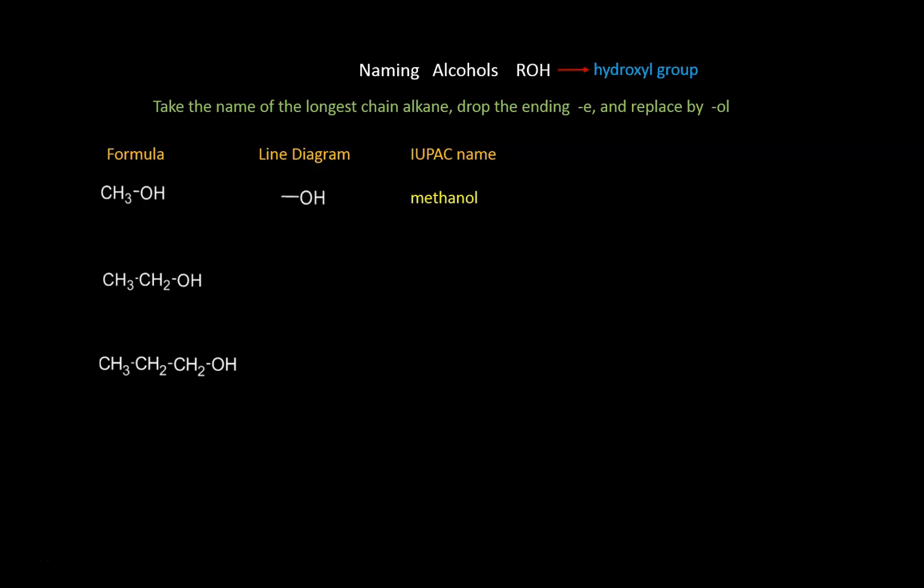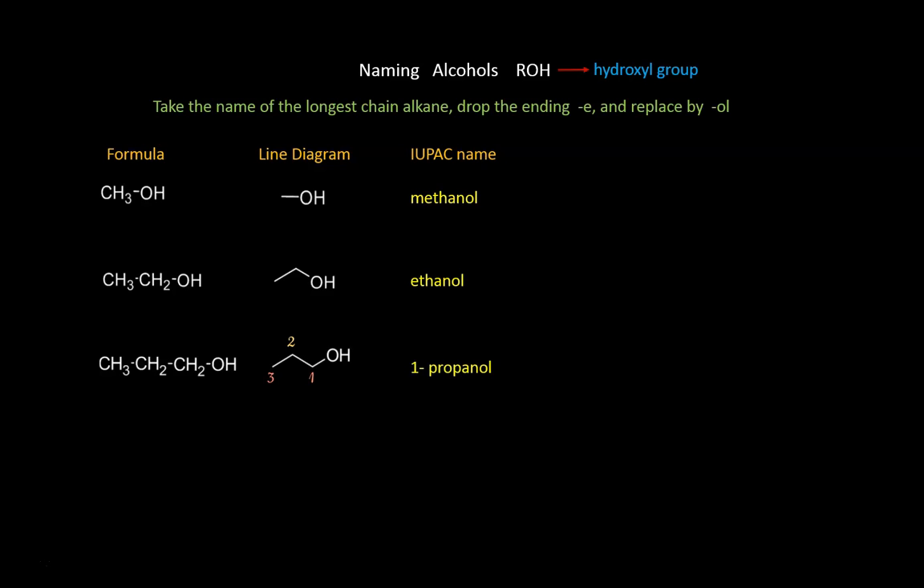Let's look at the next examples. Here is the line diagram. There are two carbons, so the base name is ethane. Drop the E, add OL, and we get ethanol. In the next example, we have three carbons. Here they are, just to be clear about the line diagram. The base name is propane, so the alcohol is propanol.